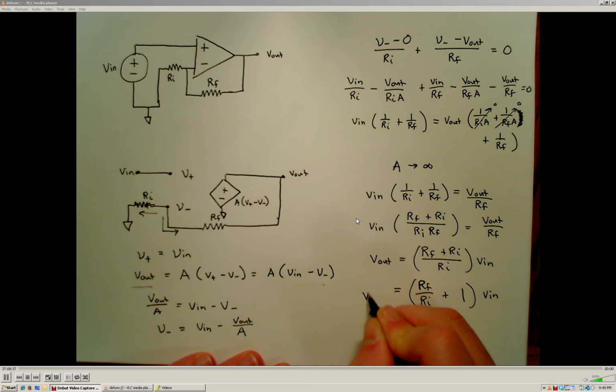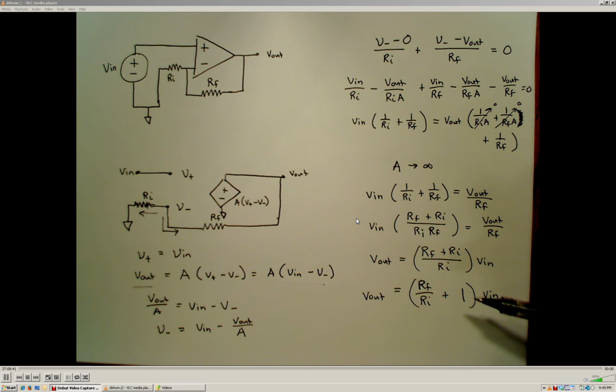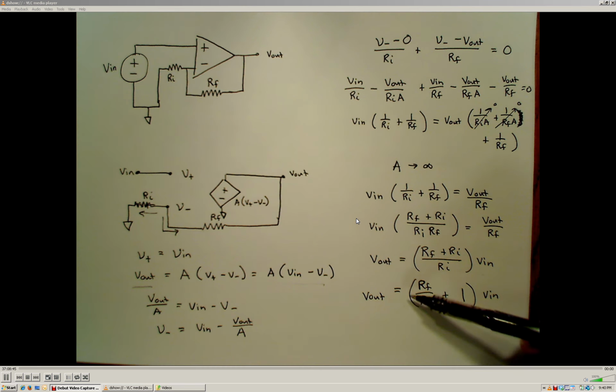Alright. So we see with this slightly different configuration, the output of this amplifier is now going to be positive instead of negative. Alright, so there's not going to be an inverting effect as there was with the inverting amplifier. Because of this configuration, if the input voltage is positive, the output voltage will be positive.